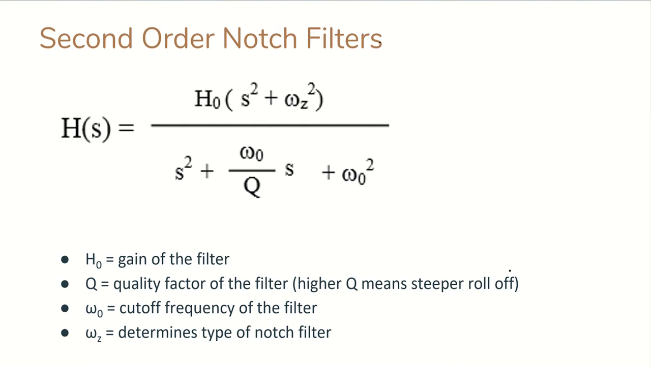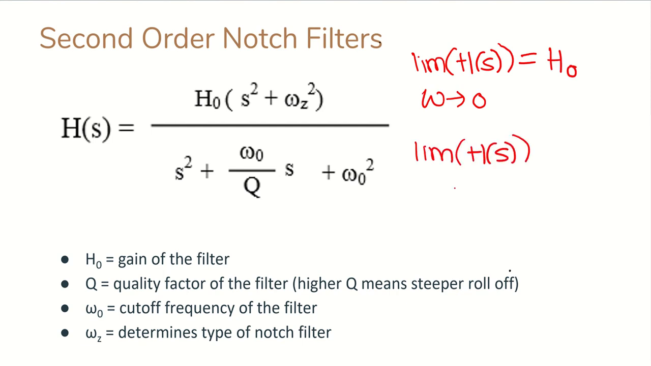So this is the general transfer function for a second order notch filter. In this function, H naught is the gain of the filter, and for a passive filter, it would be set to 1, and omega naught is the cutoff frequency of this filter. In this case, we are going to take omega z equal to omega naught. So if you take the limit of this transfer function as omega approaches 0, you get H naught. And if you take the limit of this transfer function as omega approaches infinity, you get H naught.